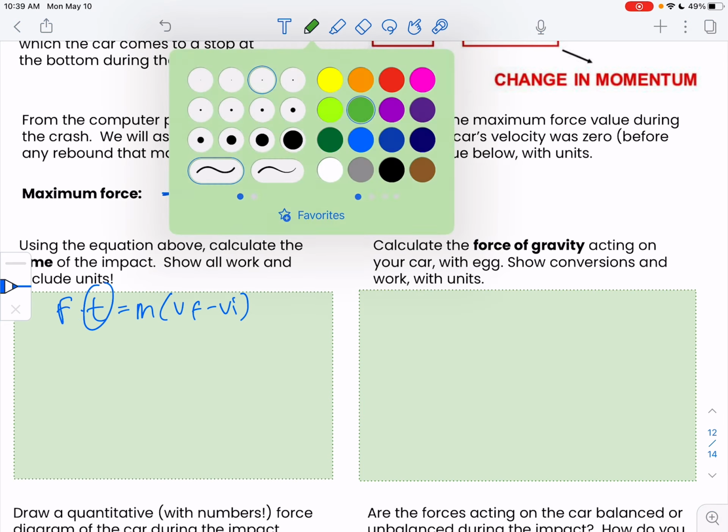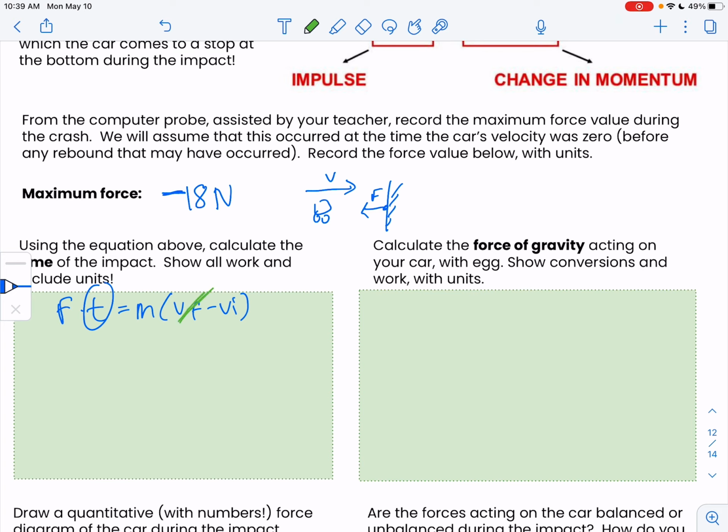And then the final velocity in the collision is going to be 0, because we're going to assume that we're only looking up until it stops. It might bounce back or something, but we're just going to look at until it stops. So this is the force that you get from your sensor. This is your mass. Remember, it needs to be in kilograms. And this is calculated from last page, the VF.